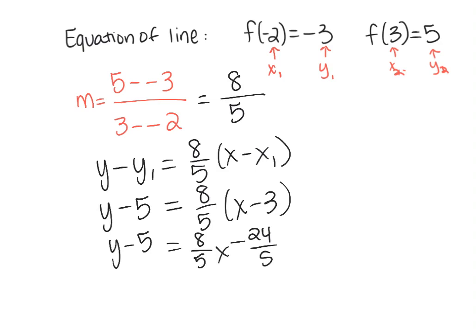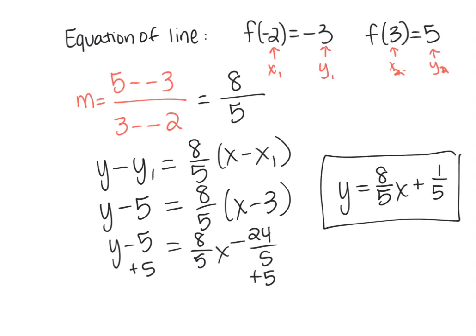Now I do need to add 5 to both sides, which adding 5 is the same thing as adding 25 over 5. And so my final answer ends up being 8/5 x plus 1/5 when I add those fractions together.